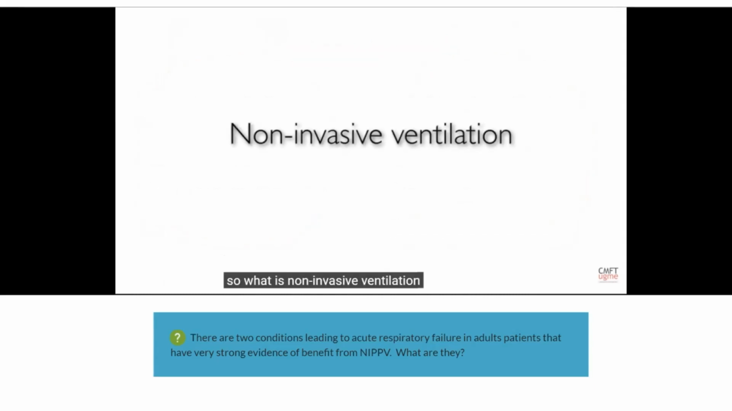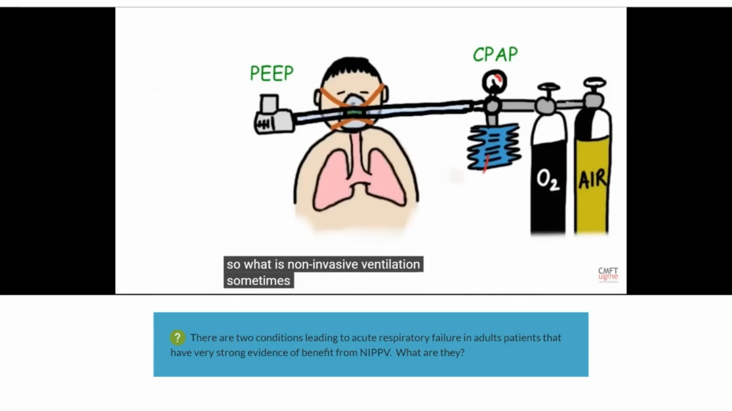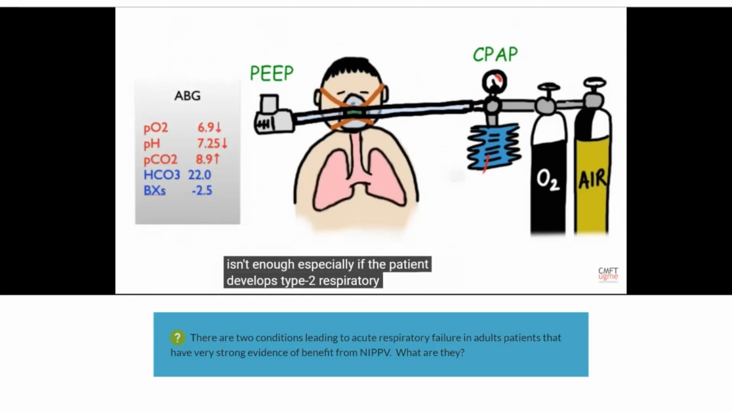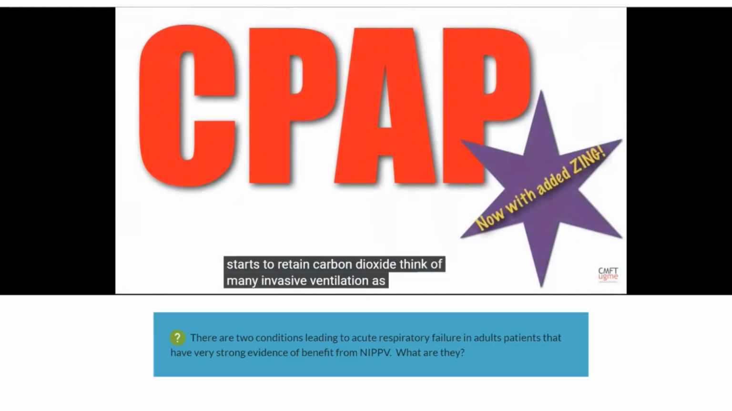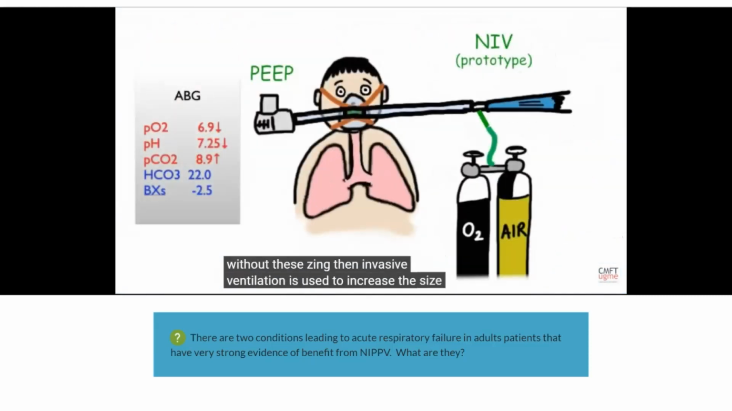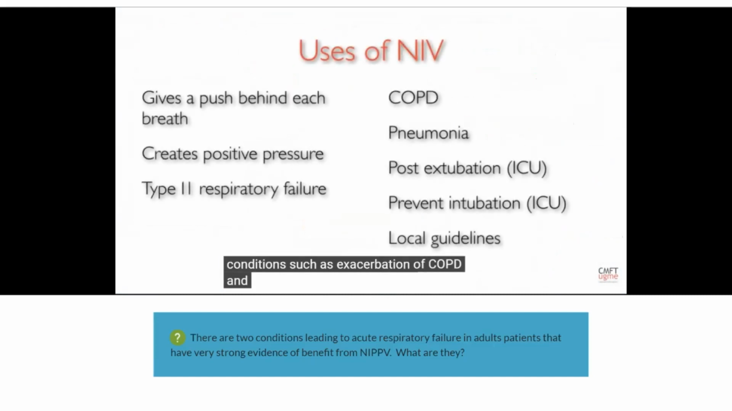So what is non-invasive ventilation? Sometimes just keeping the alveoli open isn't enough, especially if the patient develops type 2 respiratory failure and starts to retain carbon dioxide. Think of non-invasive ventilation as CPAP with added zing. Non-invasive ventilation is used to increase the size of each breath taken by the patient. It gives an assisted push behind the breath, which increases its size and thus reduces carbon dioxide levels by blowing off CO2. It seems to be most useful in conditions such as exacerbation of COPD and post-extubation on ITU.